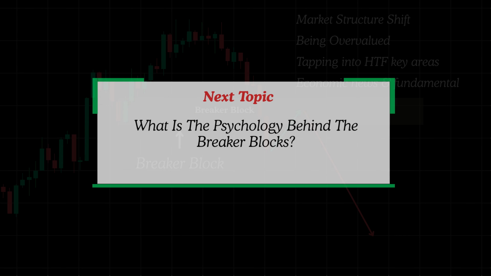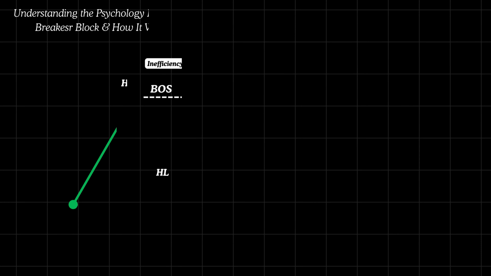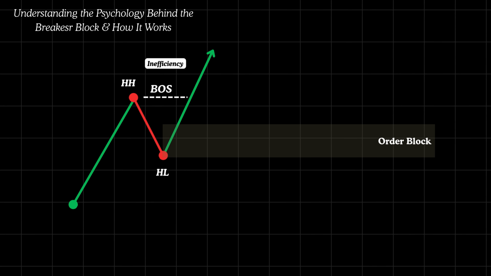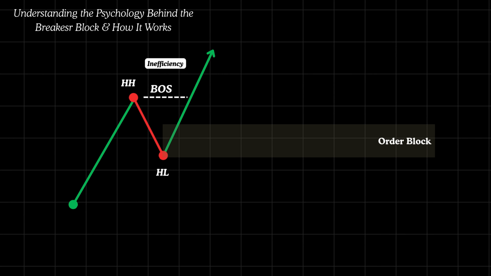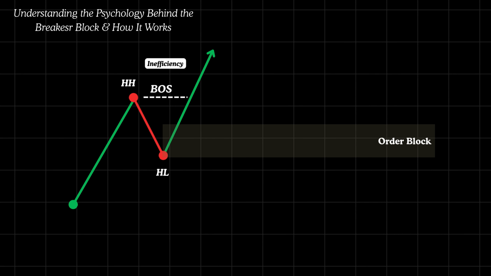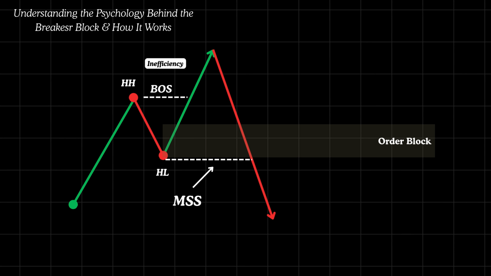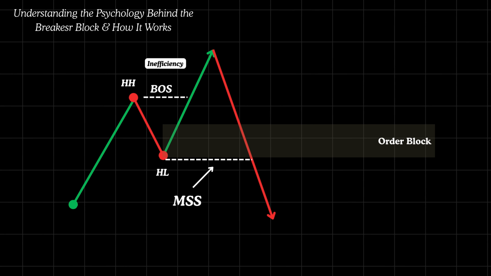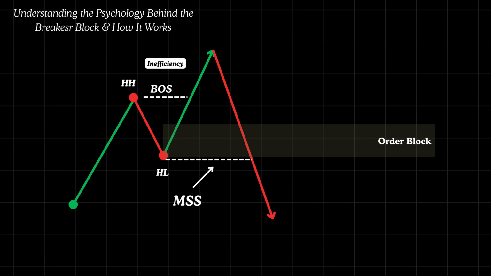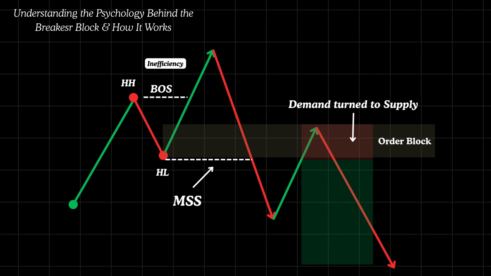Now let's explore the psychology behind breaker blocks and understand how they function. Imagine a scenario where there's a bullish break of structure above the previous high, leaving behind some inefficiency. This movement creates a valid order block linked to the recent structural break, giving a potential long entry. But if the price then causes a market structure shift by breaking and closing below the latest low, the bias turns bearish. As a consequence, our earlier demand zone transitions into a supply zone. Once the price drops through the order block, it becomes a breaker block.